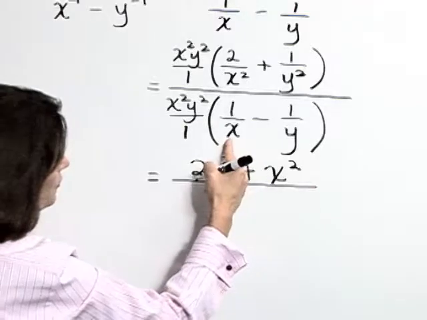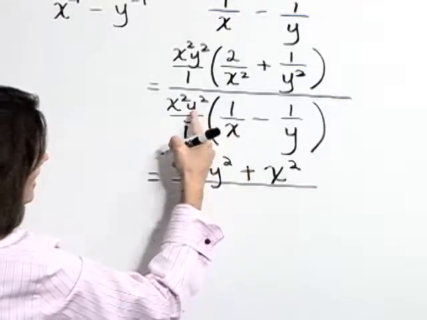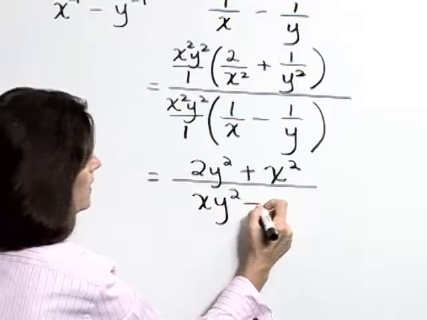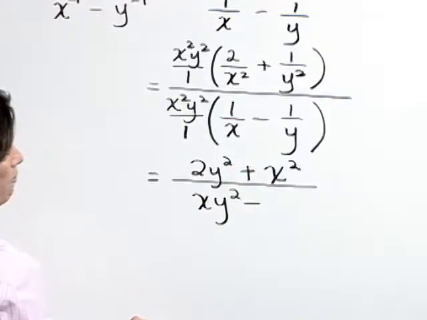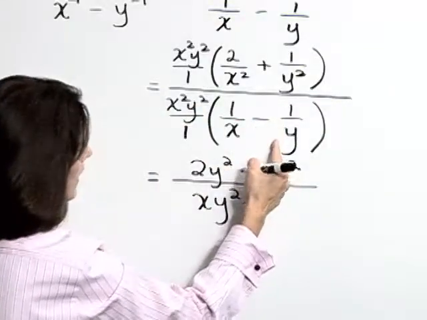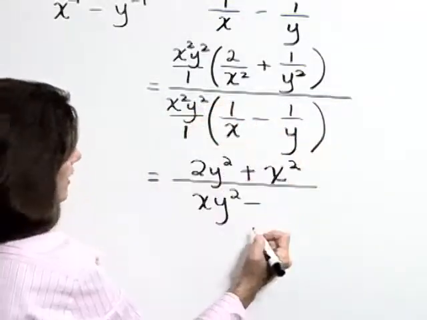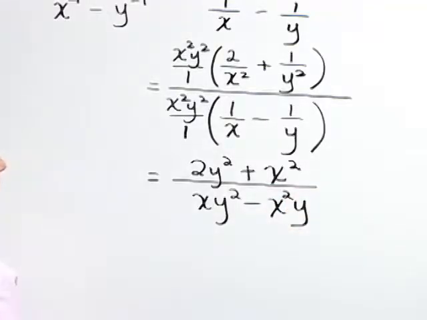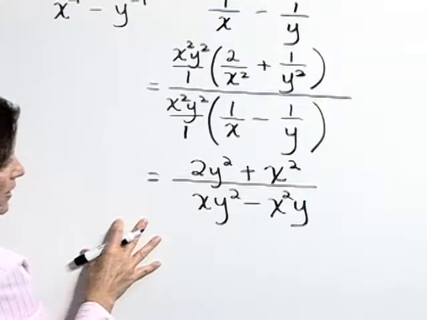Down to the denominator and multiplying. As we multiply times our first term, the x cancels, leaving x y squared, minus sign in between, x squared y squared times 1 over y. One of those y's will cancel, leaving an x squared y. So we've gotten rid of the complexity of this fraction.